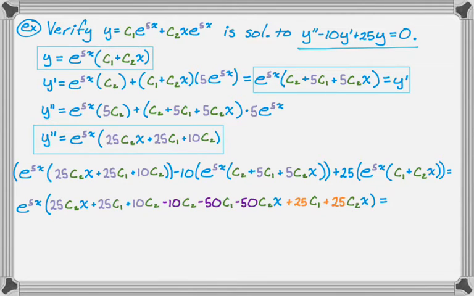So the c2x terms, we got 25, we got negative 50, and 25. But 25 plus 25 is 50, so we have 50 c2x minus 50 c2x. It's gone. Let's do the c1 terms. So 25 c1 minus 50 c1 plus 25 c1. Turns out that's gone. 10 c2 minus 10 c2. Turns out that's gone. So this really is e to the 5x times 0. So it's actually just 0, and we're done.